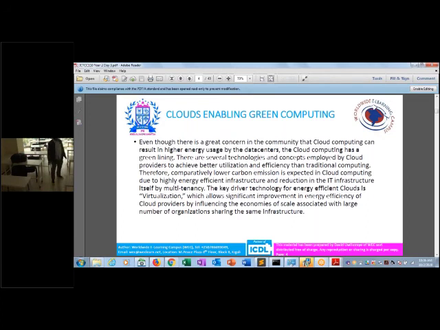So we have to reduce the energy consumed by using the virtualization technique, which allows significant improvement of energy efficiency of cloud providers by leveraging the economies of scale associated with the large number of organizations sharing the same infrastructure. One organization may have those servers, and another organization, instead of buying new servers, can access your servers by creating their own virtual servers.